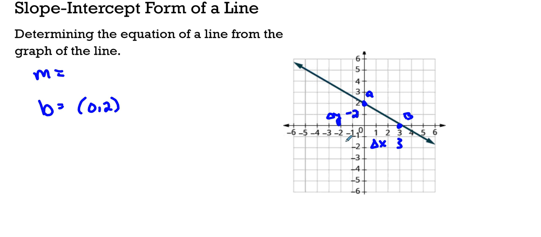I know that because I knew the line was going downhill, so I knew that my overall slope was going to be negative. So my change in y is negative 2, positive 3. So my equation is y = negative 2/3 x plus 2.